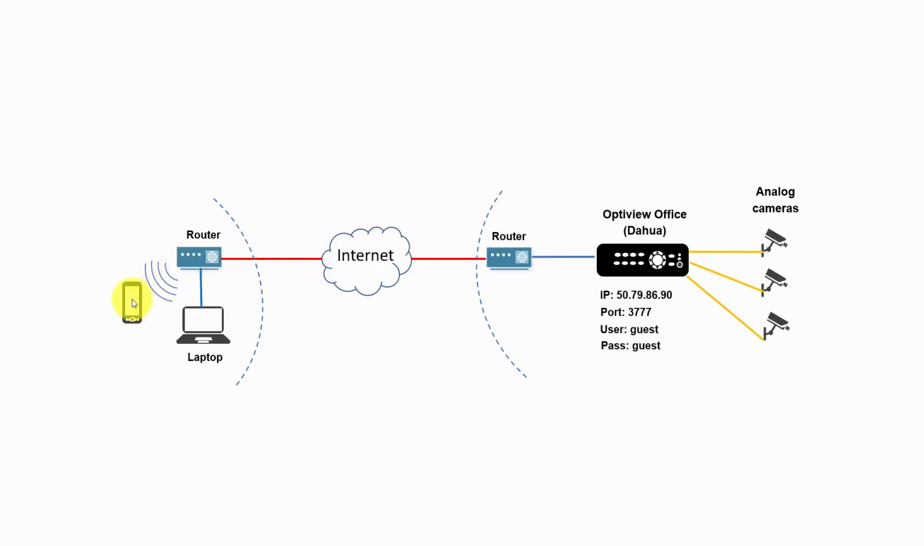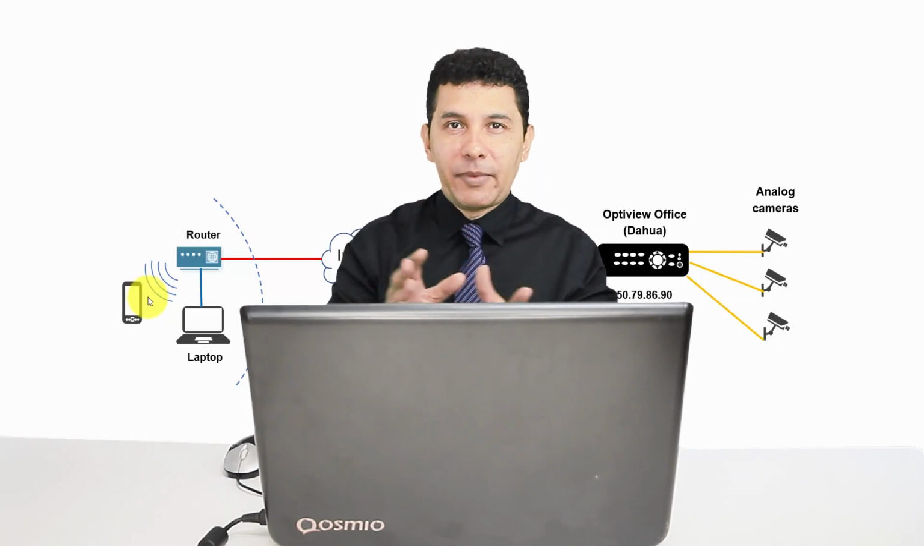Then I can use an application. Here my cell phone is a free one. You can download the app and then you can connect directly also to the DVR, right? So here I already have the port, the IP, and everything else. I just will connect here in this application, okay? So let's go to my cell phone here.